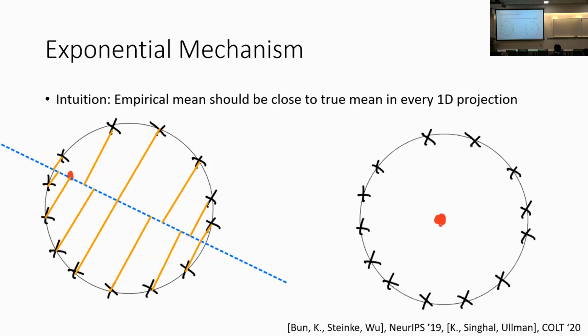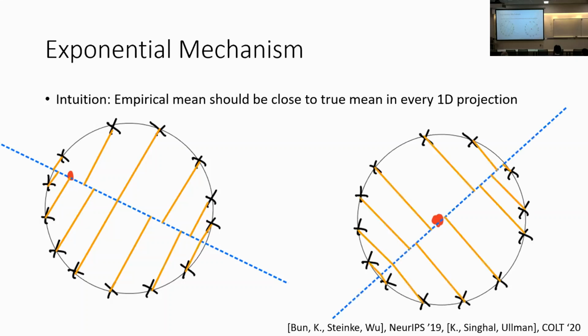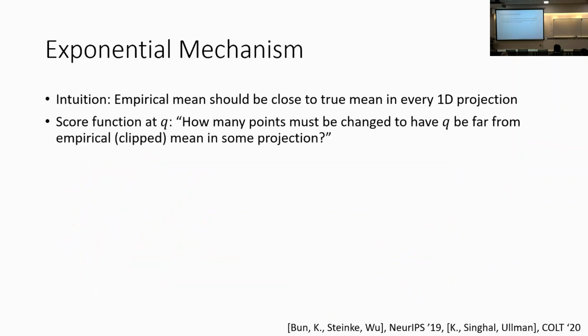It's not the mean. On the other hand, if I tell you this point, then take a look at any 1D projection. I picked one of the many possible ones, but you'll notice that this point is roughly in the middle of the data set. So this kind of intuition will lead to our score function, which is a little bit of a mouthful.